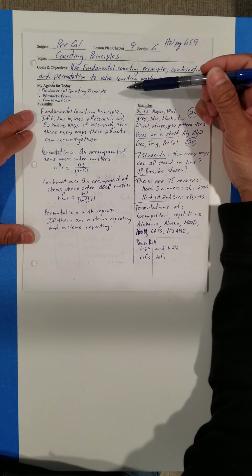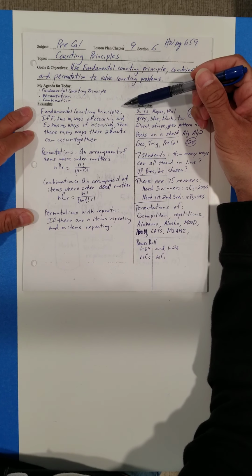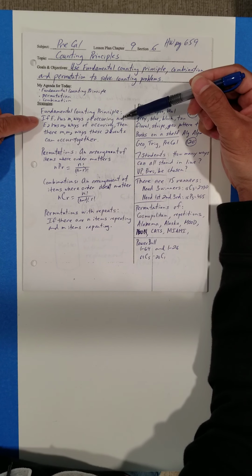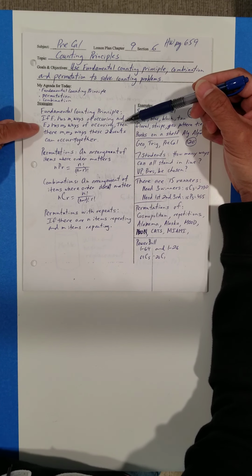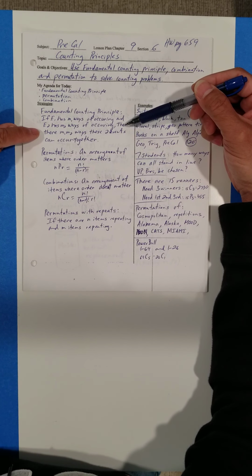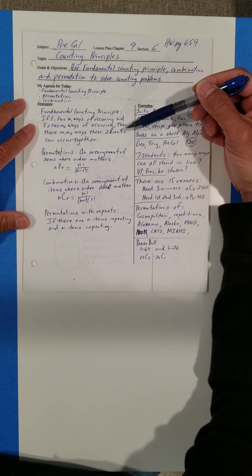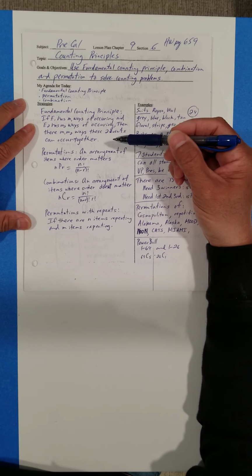So there's a theorem, a principle called the fundamental counting principle. If event 1 has m1 ways of occurring and event 2 has m2 ways of occurring, then there are m1 times m2 ways that these events can occur together. Okay, so we'll discuss that in a little bit.